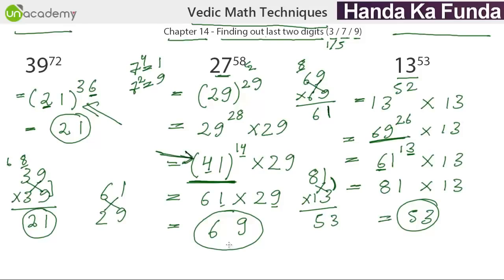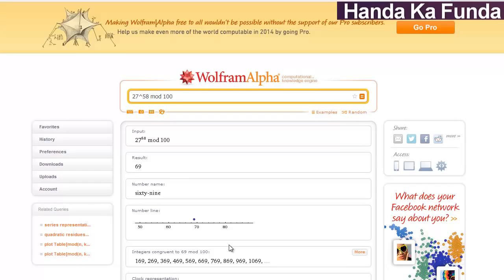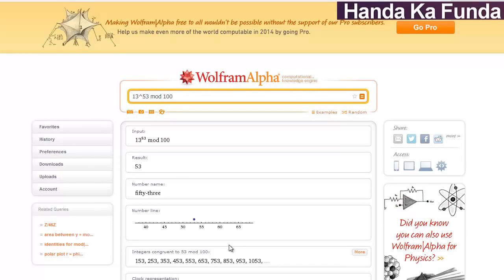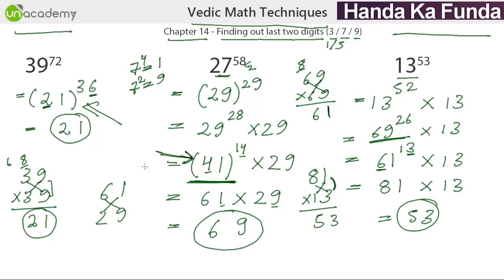And the last one that we had was 13 to the power of 53, and we got 53 as the answer. Let's see if we get the same thing from Wolfram Alpha also. Yes, we do get the same thing. 13 to the power 53 gives us 53 as the last two digits. So the technique that we are using here works. Well, it had to work. That's why it is a technique.